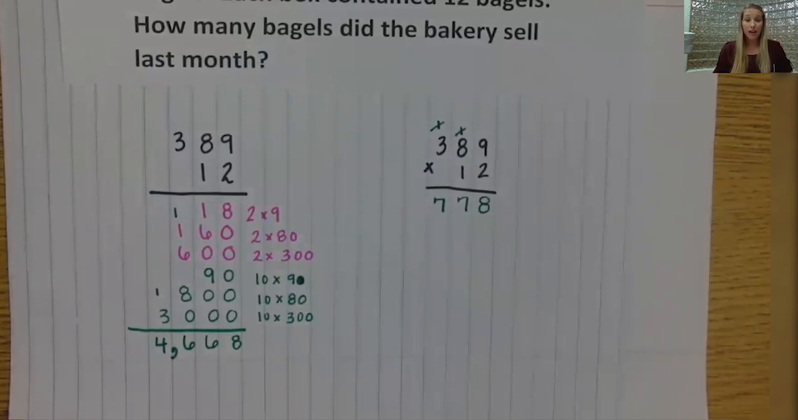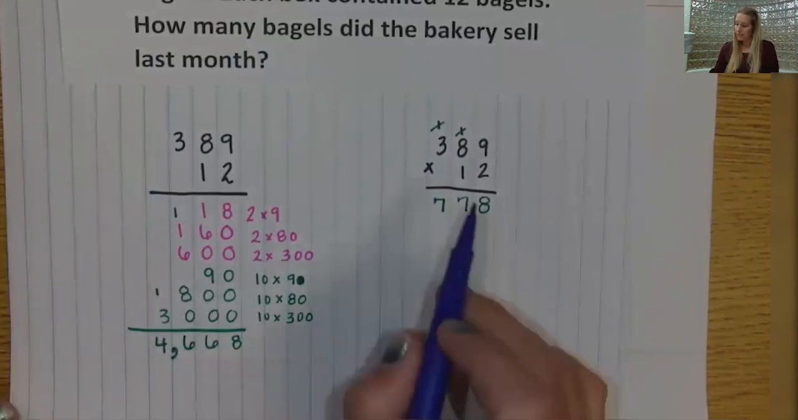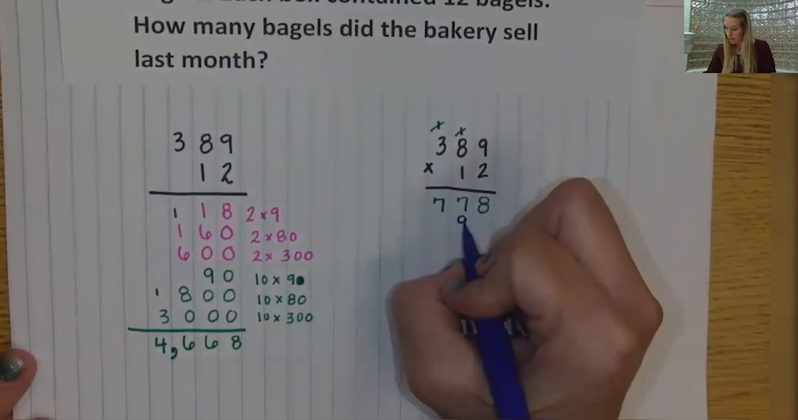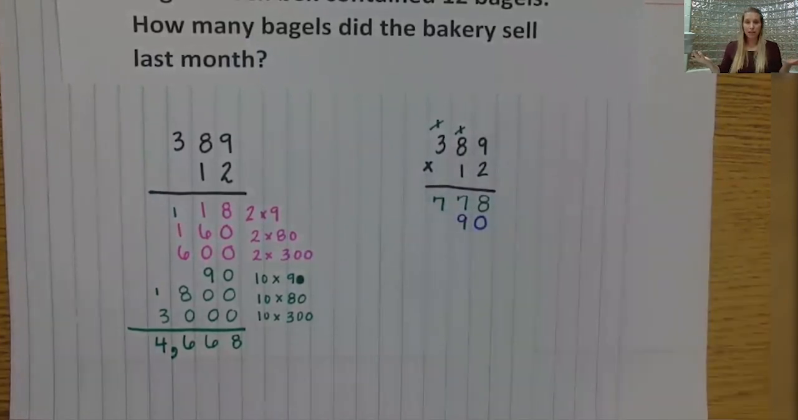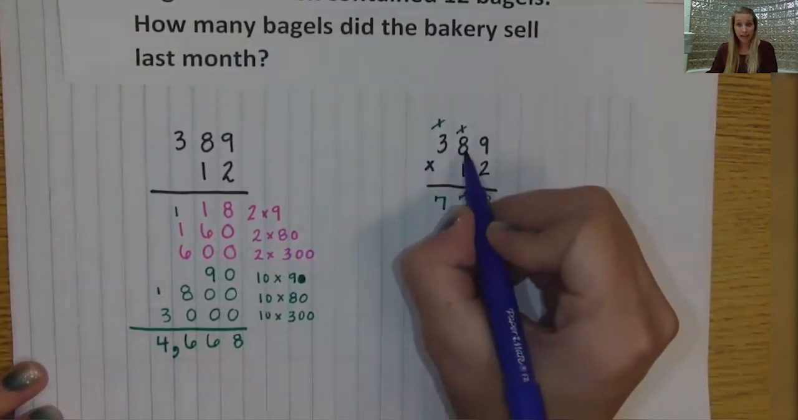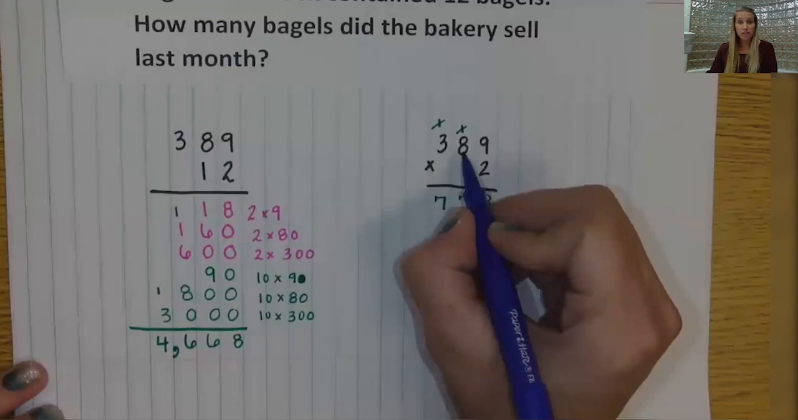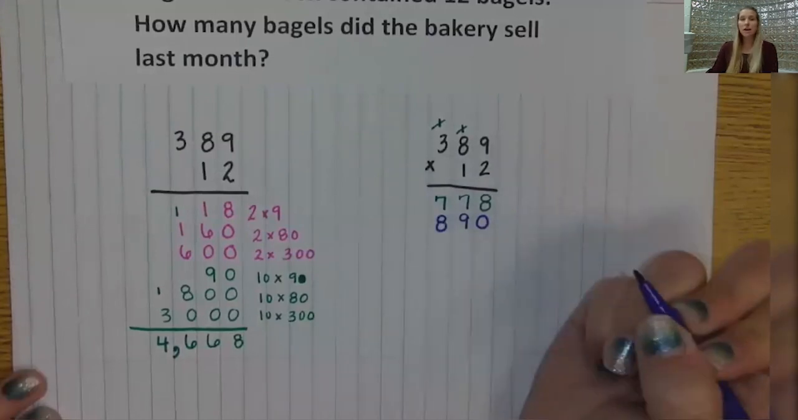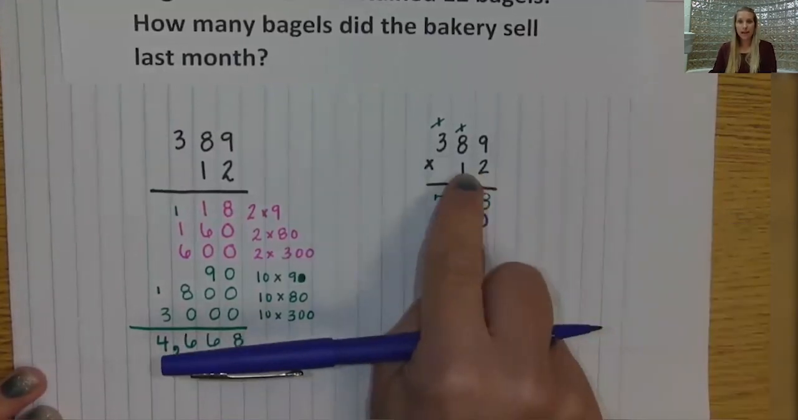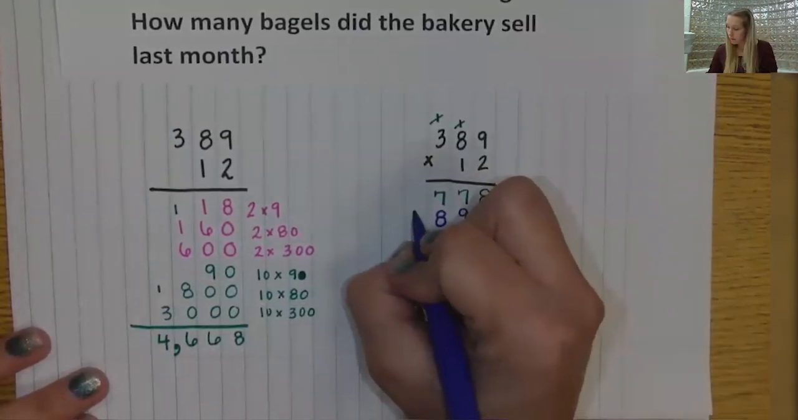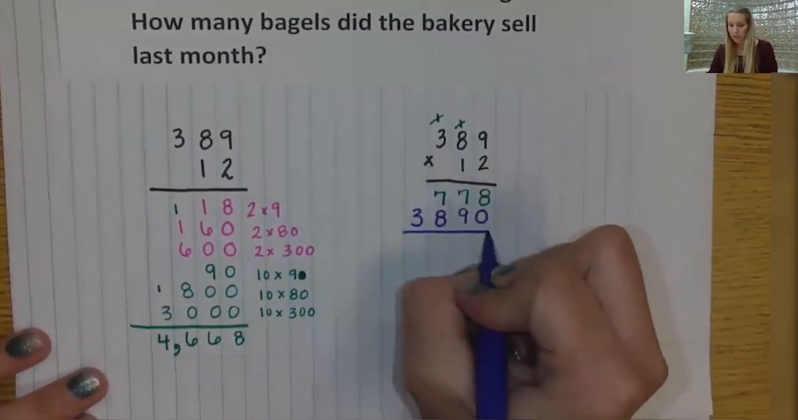Are you ready? So now we need to go to the 1 in the tens place of the 12. 10 times 9 is 90. So I'm going to put 90. Did I regroup anything? No, I didn't. 10 times 80 is how much? 10 times 80 is 800. So I'm going to put an 8 in the hundreds place. 10 times 300 is 3,000. So I'm going to put a 3 in the thousands place.